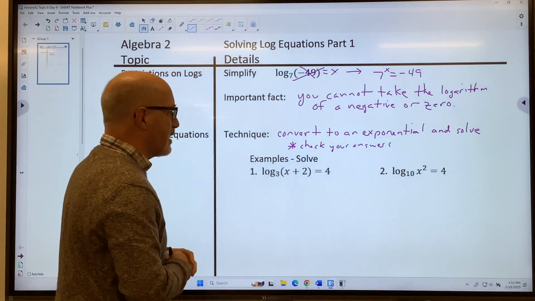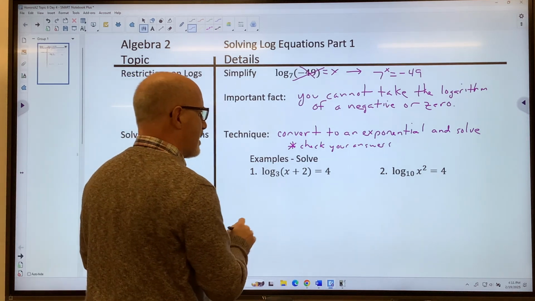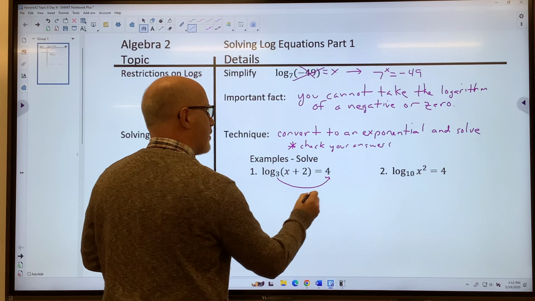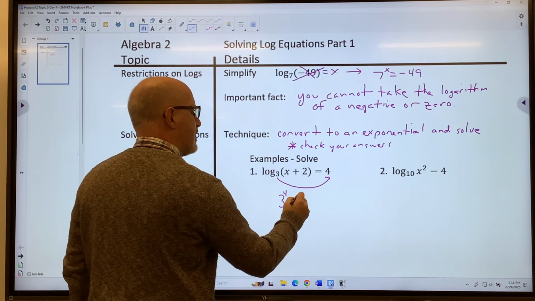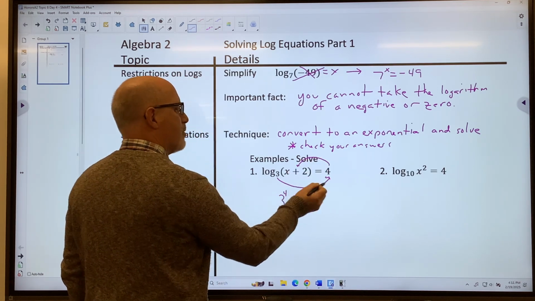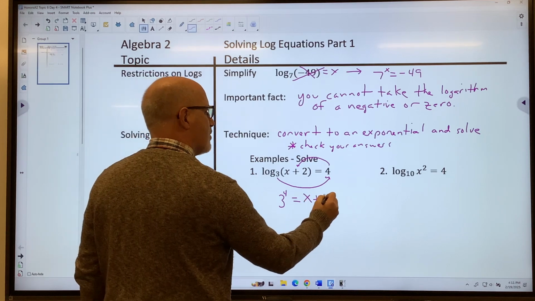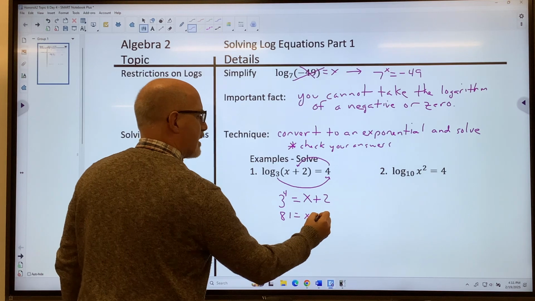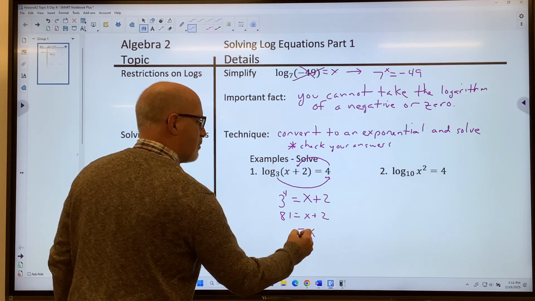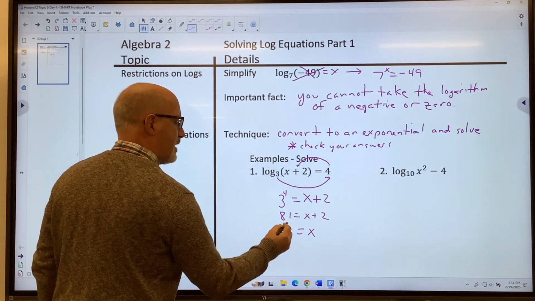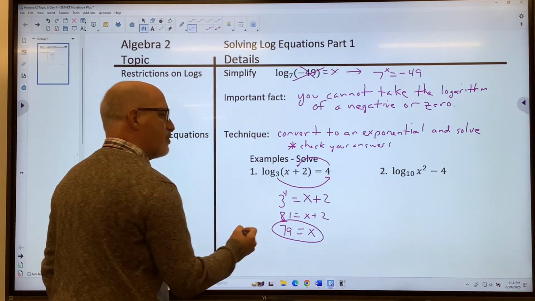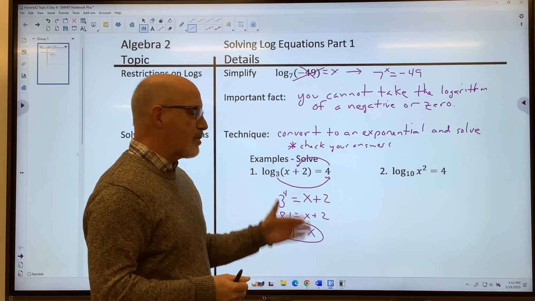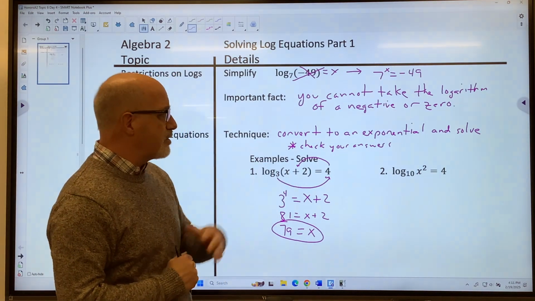All right, so let's take a look here. We're going to solve these. The first step on number 1 is I'm going to use our circle tool. I'm going to put 3 to the 4th power is equal to x plus 2. Well, 3 to the 4th power is equal to 81, equals x plus 2. Subtract 2 from both sides and you get x equal to 79. And so that's our solution. Notice if you put in 79 here, you do not get a negative, so it does check.